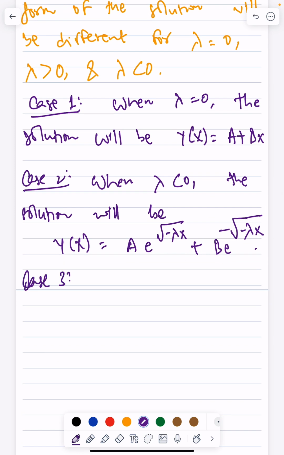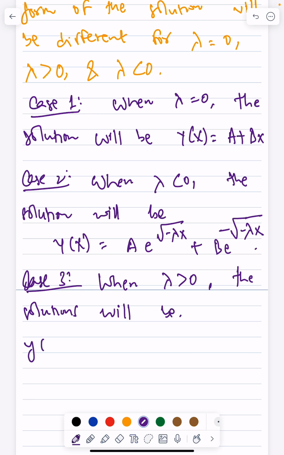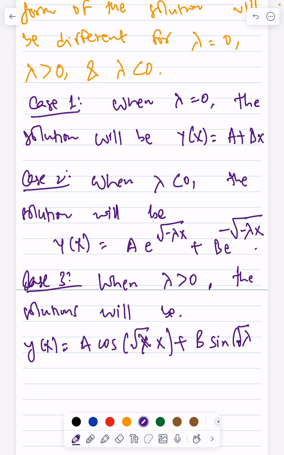Now case 3, when lambda is greater than 0, the solutions will be a cosine of square root of lambda x plus b sine square root of lambda x. I just realized this x is outside of the square root, right, so x is outside of this square root.